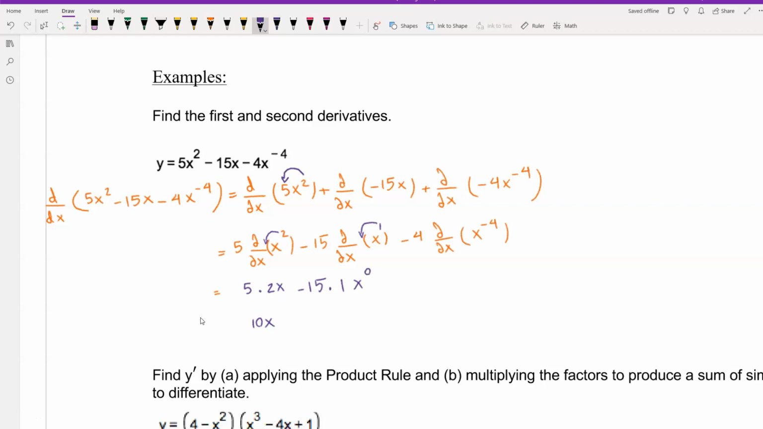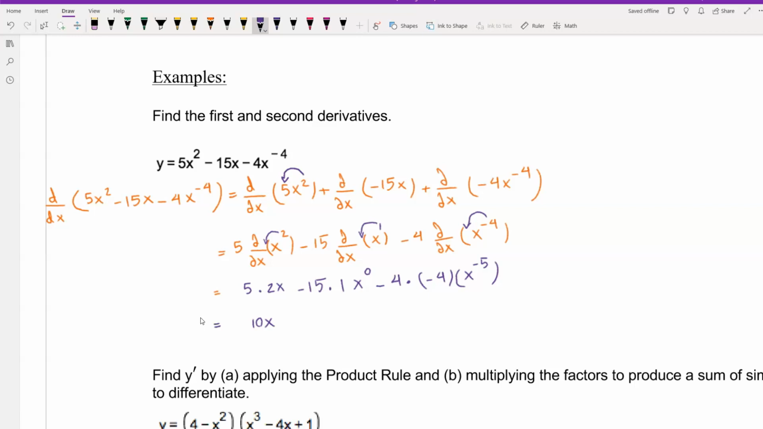So writing all steps. Then we have negative 4. So here is negative 4 times x, power is negative 4 minus 1. So it's negative 5.